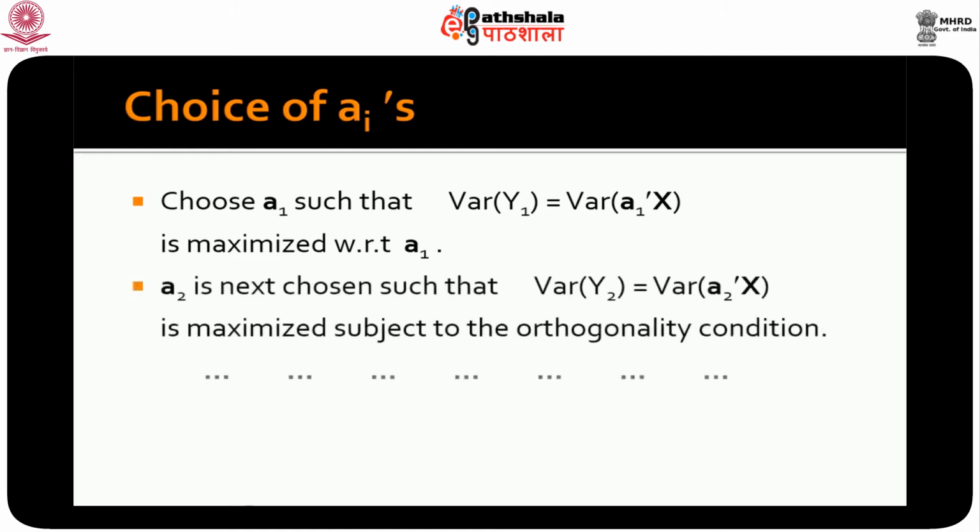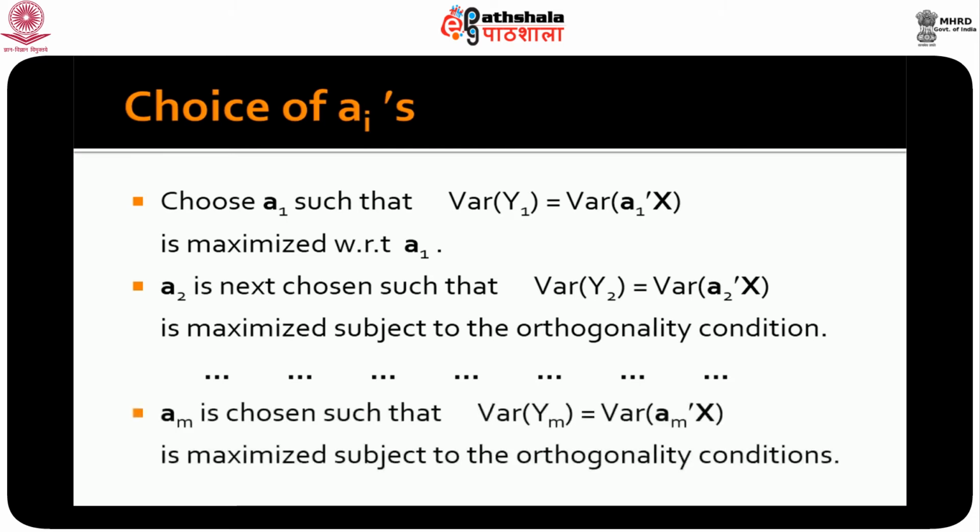We next choose A2. How do you choose A2? You choose A2 again by maximizing the variance of y2, which is A2 prime x, subject to two conditions now. One is that A2 prime A2 must be equal to 1, and the other condition is that A2 prime A1 must be equal to 0. So, A2 must be orthogonal to A1. So, basically this is a maximization under the restraint that A2 prime A1 must be equal to 0.